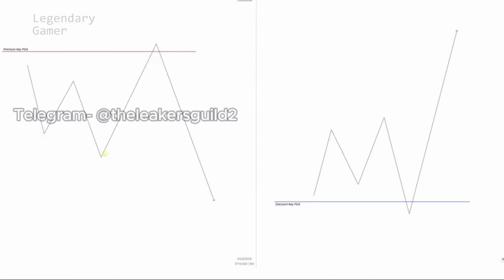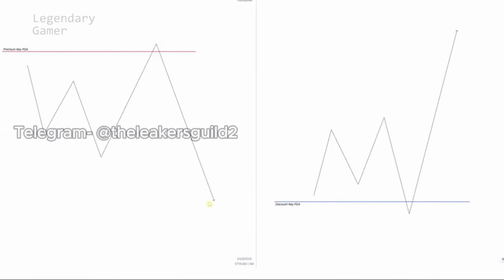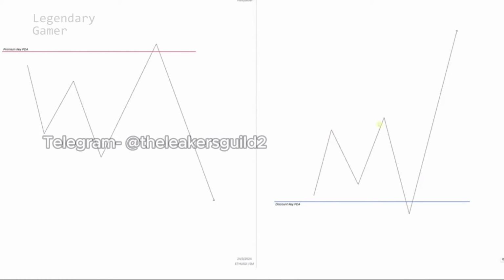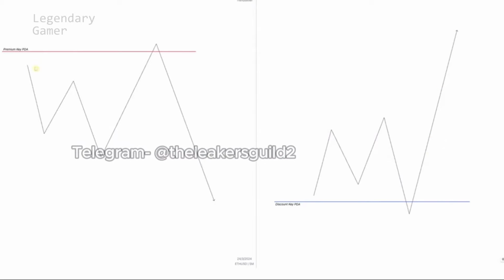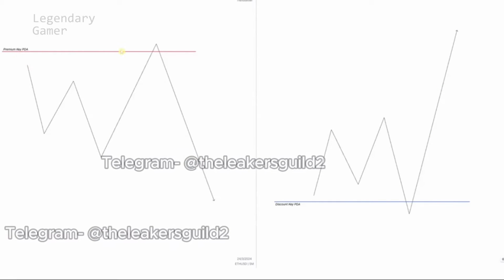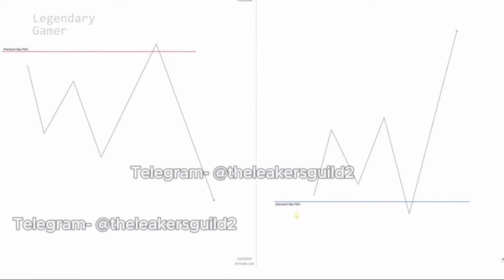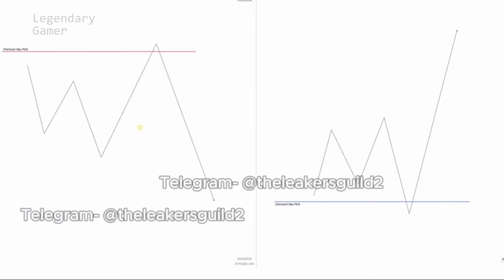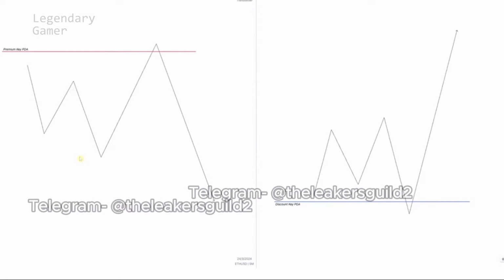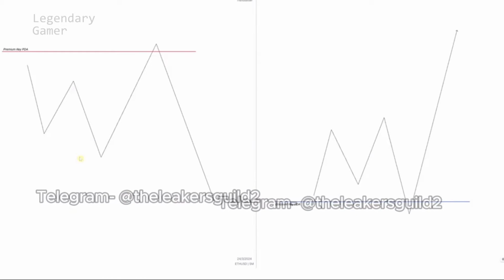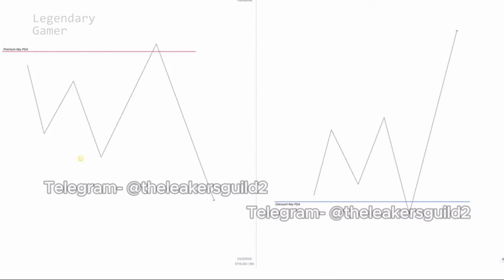So over here we've got a crude schematic of price action, right? We've got a line chart for a bearish scenario. We've got a line chart for a bullish scenario. We've got our premium key PD array outlined and our discount key PD array. So we have to approach this mechanically, right? We want to see this happen first, then that, etc.